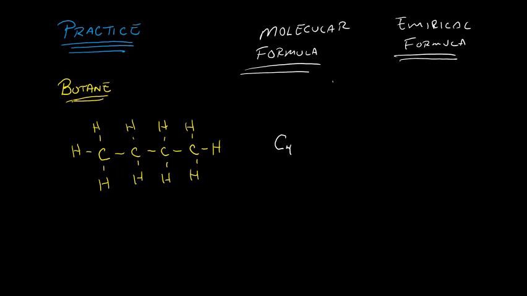All right, you can just simply count the atoms. You'll see we've got 4 carbons and 10 hydrogens. So our molecular formula is C4H10, but both of these are even, so we could divide them by 2. And so our empirical formula would be C2H5.